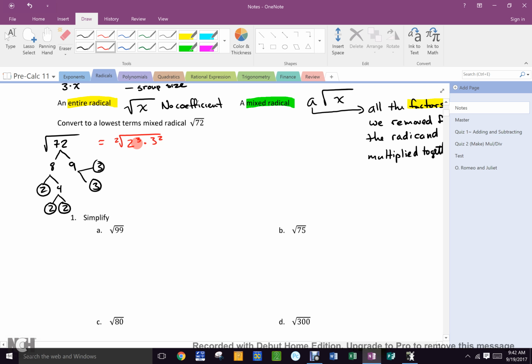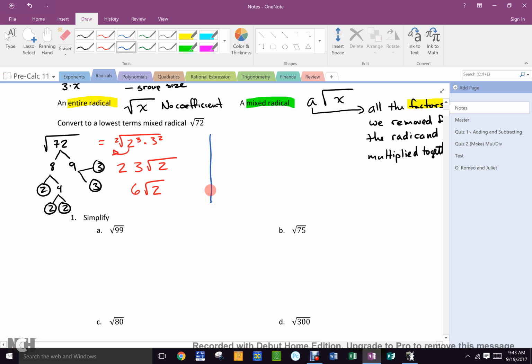I need 2 of them, right? So I bring out one group of 2. How many 3's are under there? 2. I need 2 of them, so I bring out a 3. Everybody with me? And what did I leave under there? A single 2. Now I have factors out here to make the coefficient. What do I do with those 2 factors? Multiply them together to get 6 root 2. Is everybody cool? Easy peasy, right? That's the easy way. That's the way that always works, no matter what.